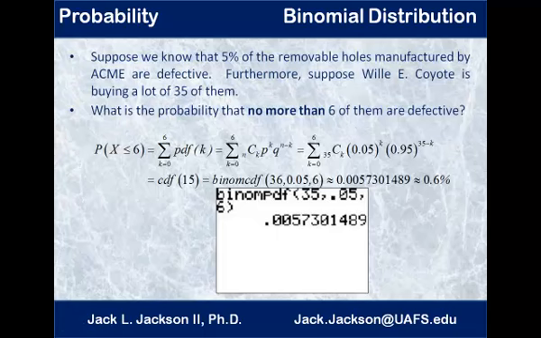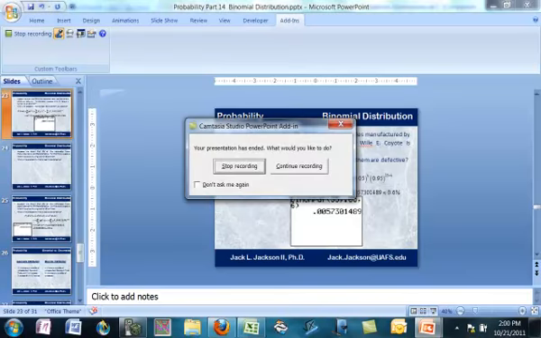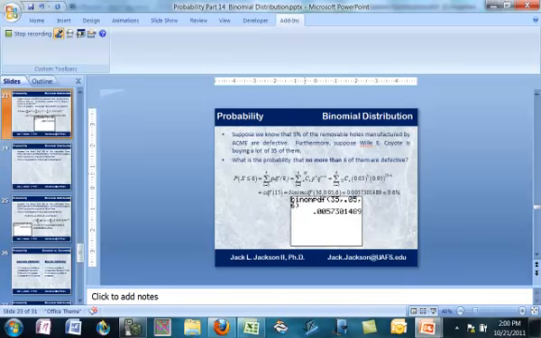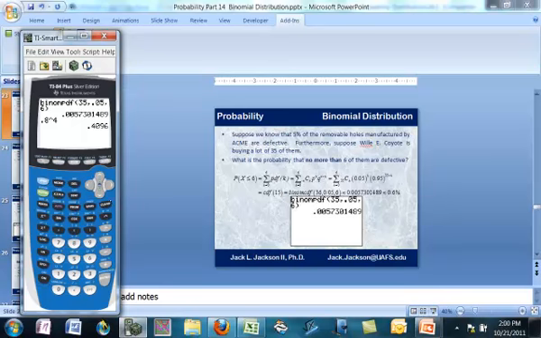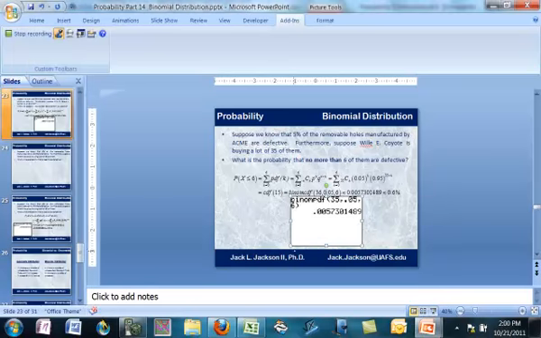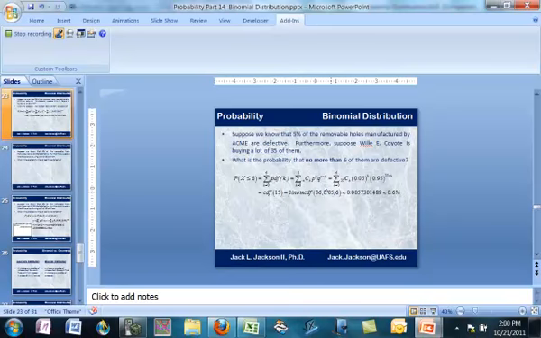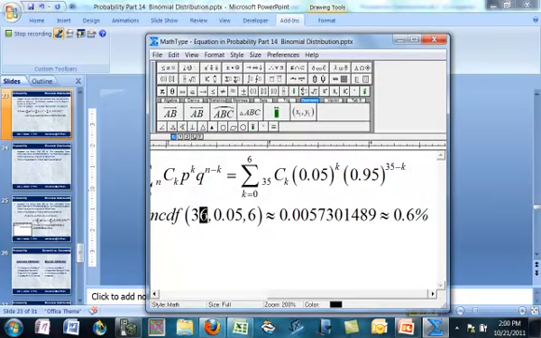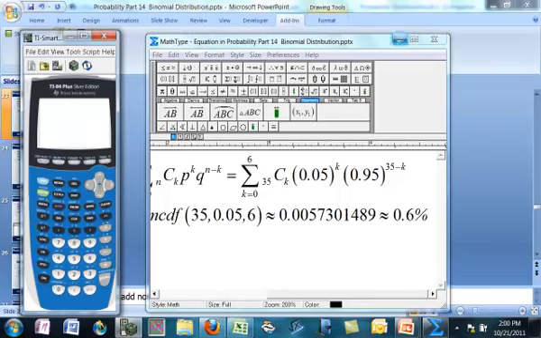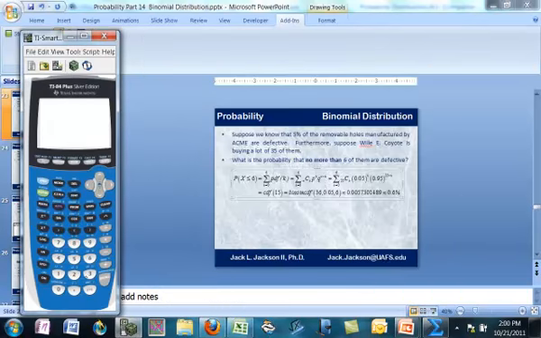Let's see if I can just continue recording and get the correct answer here. Okay, and you can just watch me fix this. So this should say 35, and we need the CDF. And so that number may be wrong too. So let's go back here and work this out, and you can actually see me do it.